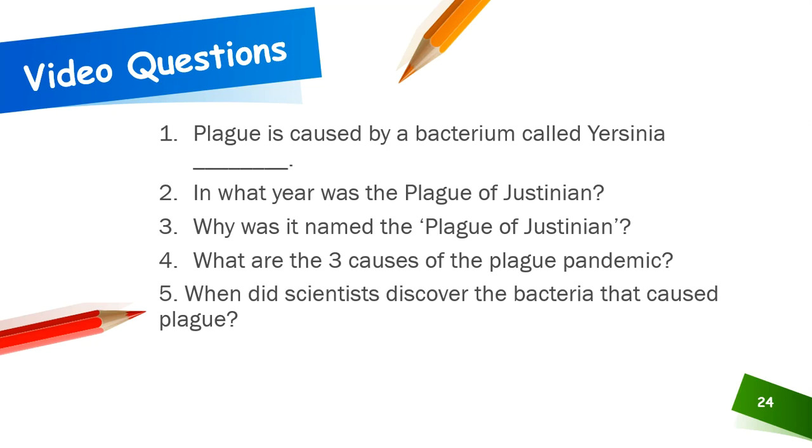Okay, so let's return to our questions now. 1. Plague is caused by a bacterium called Yersinia what? 2. In what year was the plague of Justinian? 3. Why was it named the plague of Justinian? 4. What are the 3 causes of the plague pandemic? And 5. When did scientists discover the bacteria that cause plague? So take a moment to pause the video now and answer these questions in your notebook. When you're ready to check your answers, restart the video.